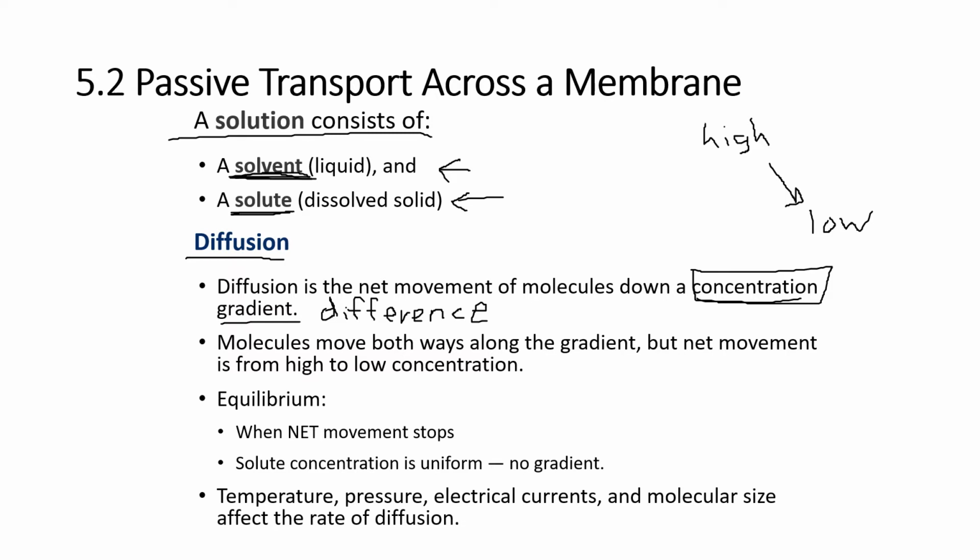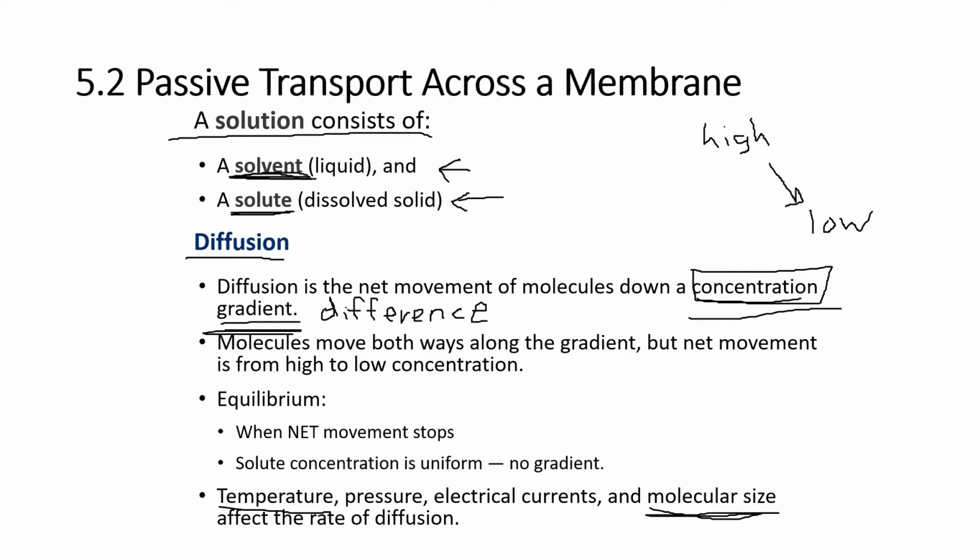Some things that can affect diffusion are temperature. When temperatures are higher, diffusion happens faster, it's more active. When temperatures are lower, it happens slower. When things are large, they diffuse slower than if something was smaller. So smaller molecules tend to diffuse a little bit faster than larger things. But the biggest determinant is the concentration difference.